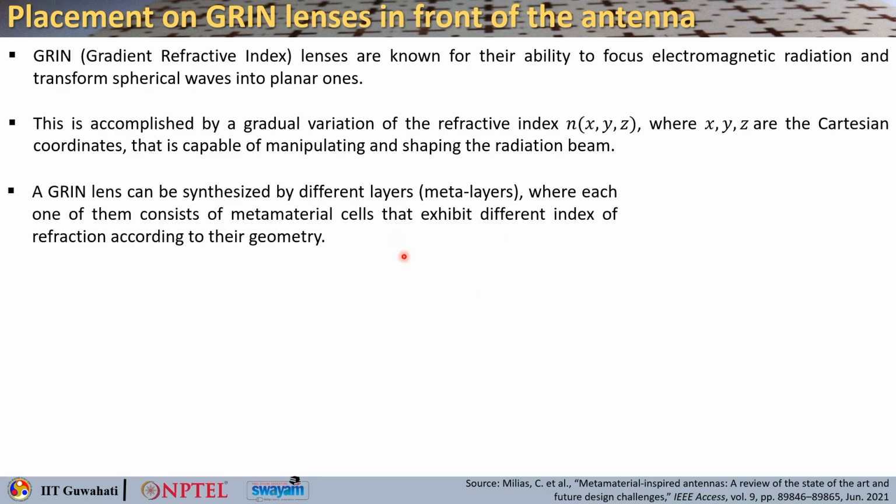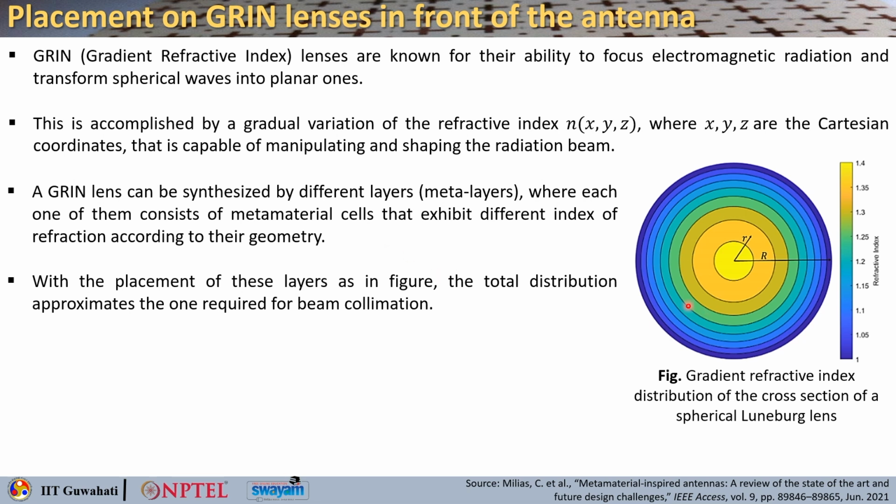So, a GRIN lens can be synthesized by different layers, which are basically metamaterial layers or meta layers, where each one of them will consist of metamaterial cells that exhibit different indices of refraction, coming from their different geometry. So, you can think of this kind of distribution of the refractive index along the cross section of a spherical Luneburg lens that you can achieve by placing different types of metamaterials along these different positions.